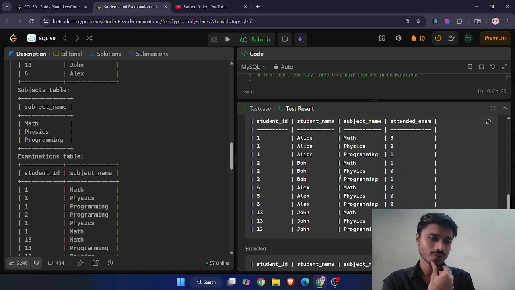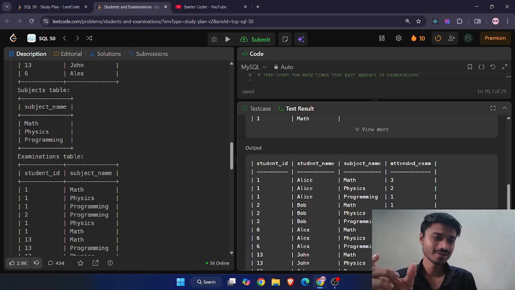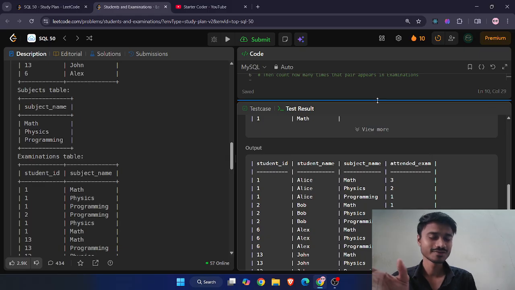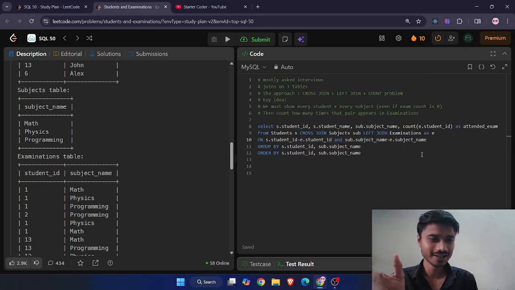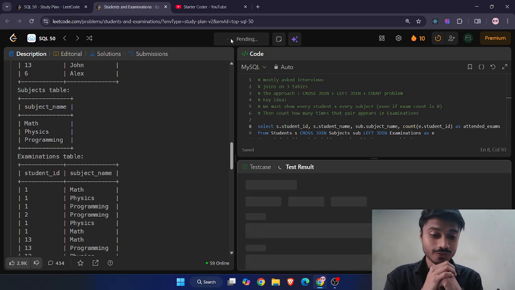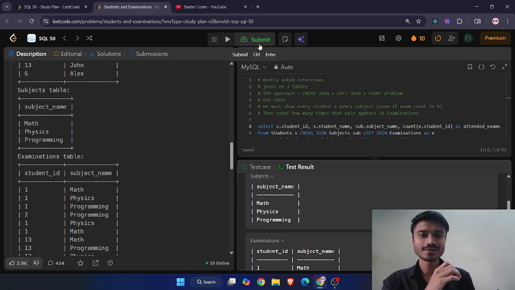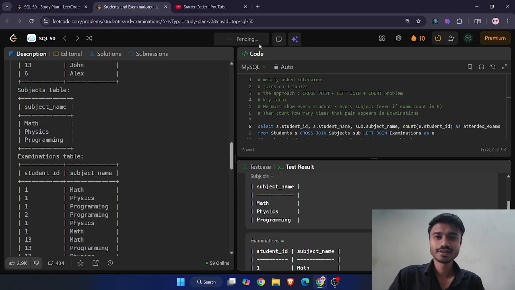Okay, the issue was here: for attended exams they have written attended exams as the column name, and we have written only exam, so that's why it is failing. So we need to attach an s here. Oof. Yeah, so it's accepted. Let's hit the submit button.